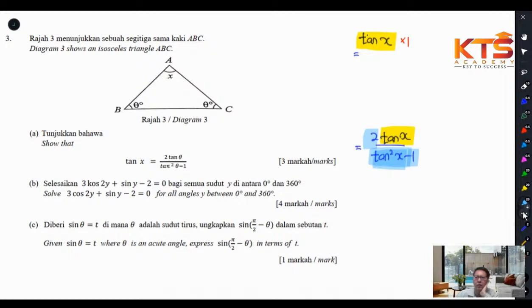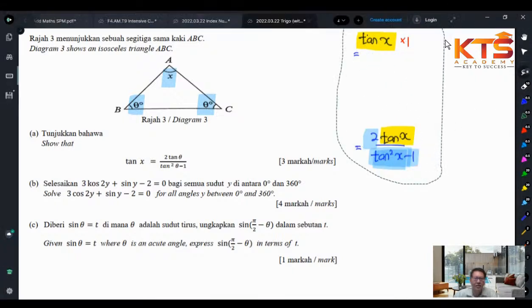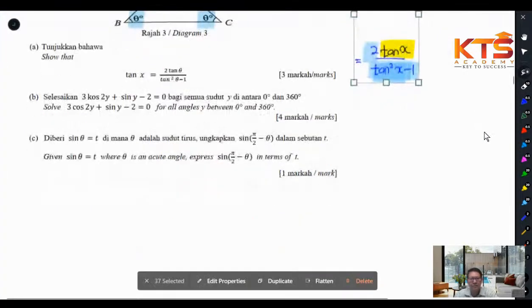Oh no, I did not see this one. Okay, the question is this one. No, the question is not wrong. The question is right. Tangent X is 2 tangent theta. So it's not a proving question. This one is an identity. Okay, let's erase this mistake. Don't want to see the mistake.